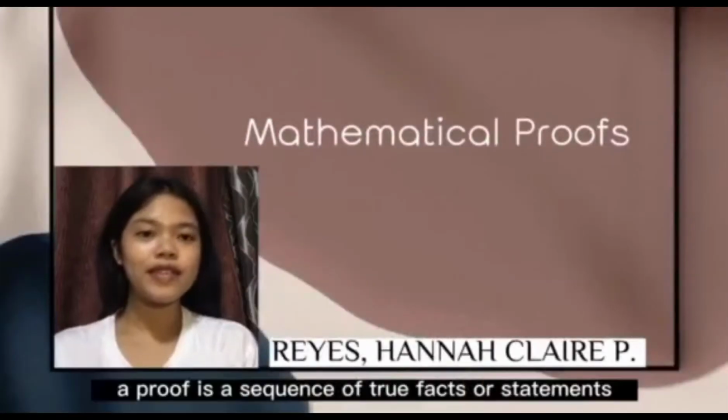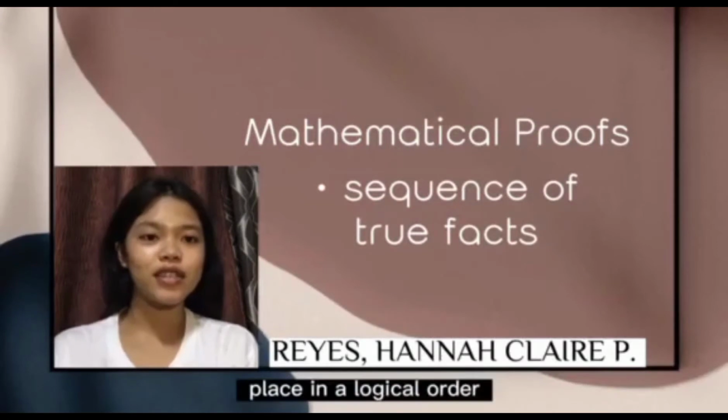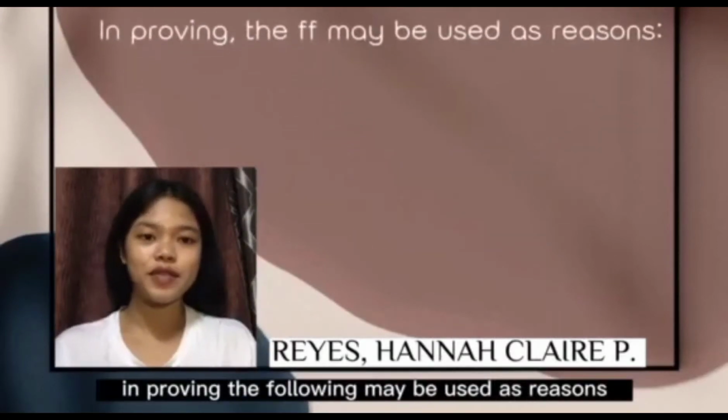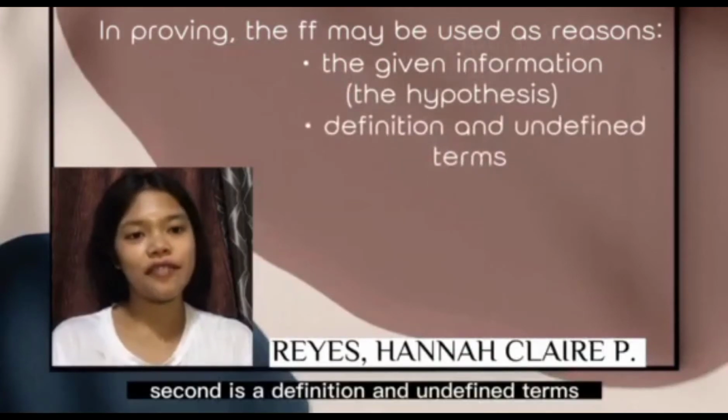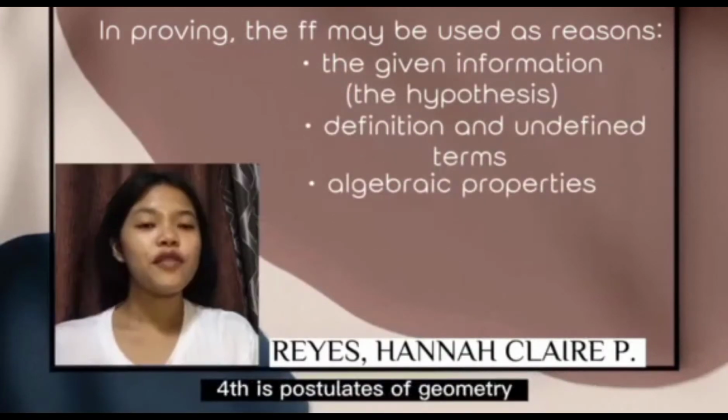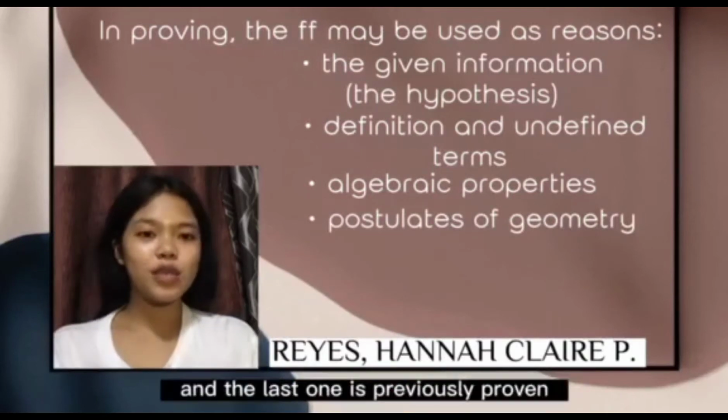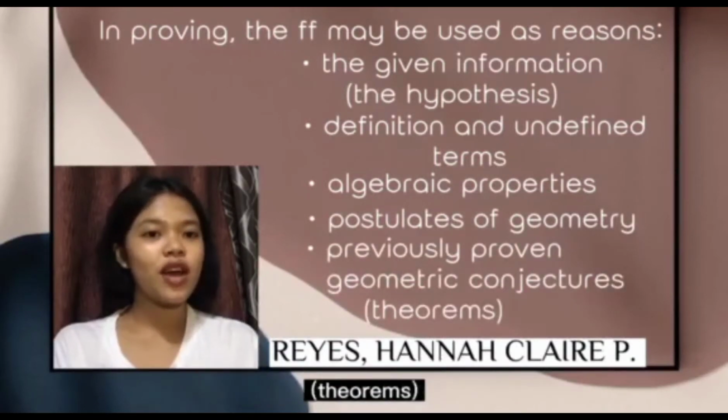Mathematical proofs. A proof is a sequence of true facts or statements placed in a logical order. In proving, the following may be used as reasons. First is the given information or the hypothesis. Second is a definition and undefined terms. Third is the algebraic properties. Fourth is postulates of geometry. And the last one is previously proven geometric conjectures or theorems.